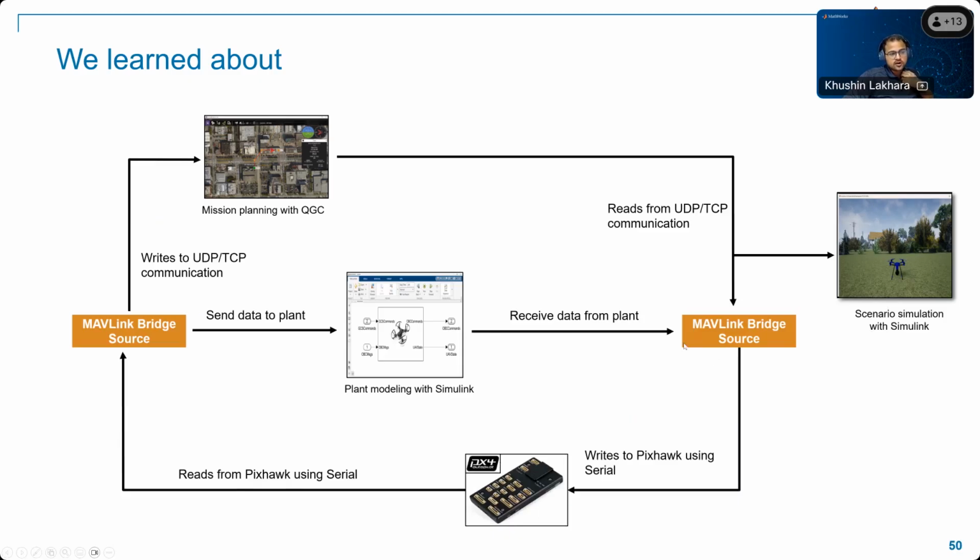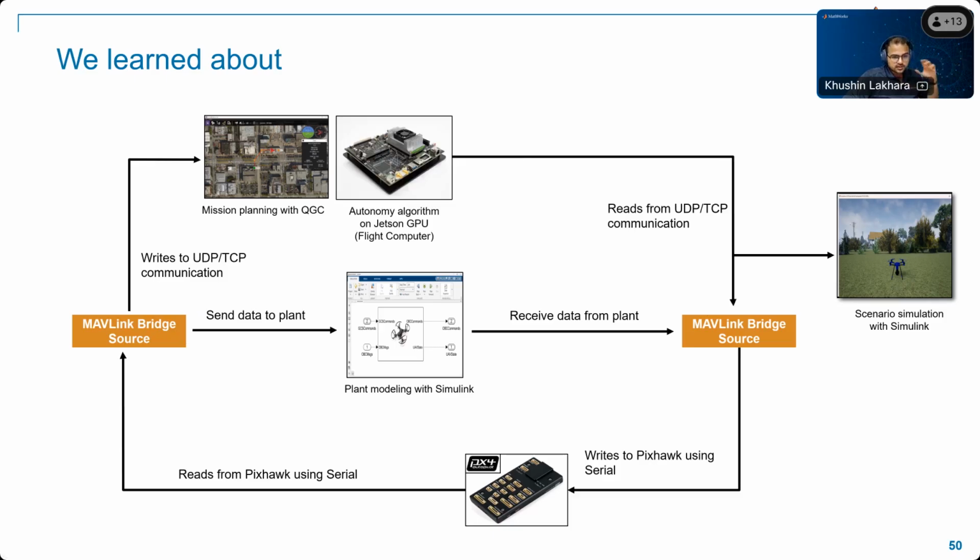Moving forward, we talked about how you make these sources. So please read it as Mavlink Bridge Sync. So how do you connect these, how do you prepare this Mavlink Bridge source and sync, and how do you pass the information among them? And finally, how the ground control station shares this information, and the autonomy algorithm goes on Jetson, and this complete environment works.